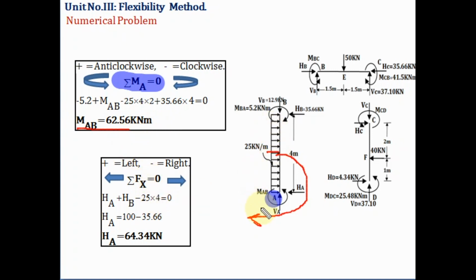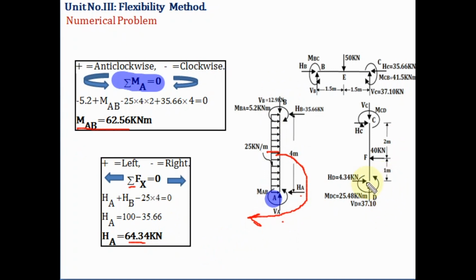After that, we'll find out the horizontal reaction at A. For that we are applying the equilibrium equation, summation Fx equal to 0. So HA plus HB will be equal to the force, that is 25 into 4. We know the value of HB, 35.66. So 100 minus 35.66, we get the horizontal reaction at A as 64.34. And the vertical reaction at A is equal to the vertical reaction at B, that is 12.9. Here it is equal and opposite. For that you can use the equilibrium equation, summation Fy equal to 0.